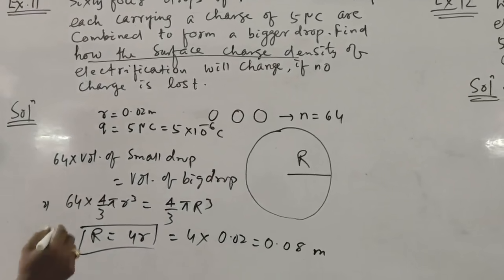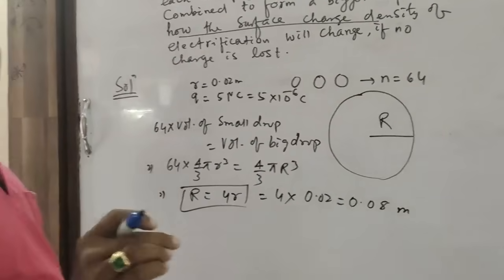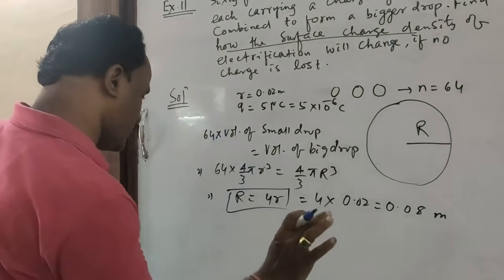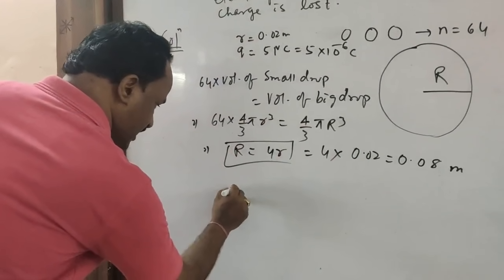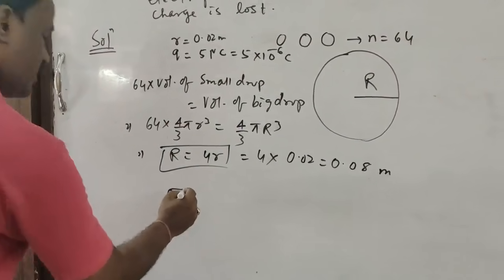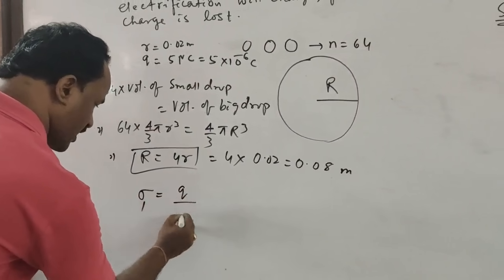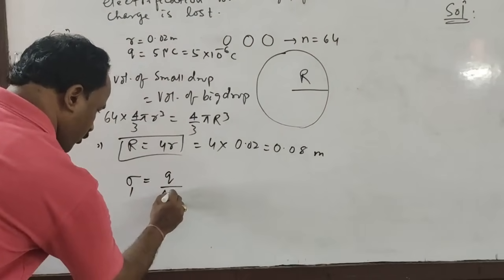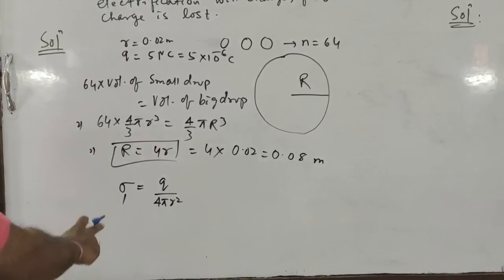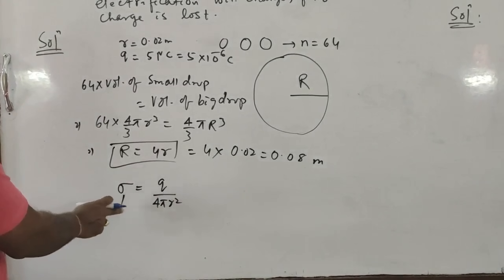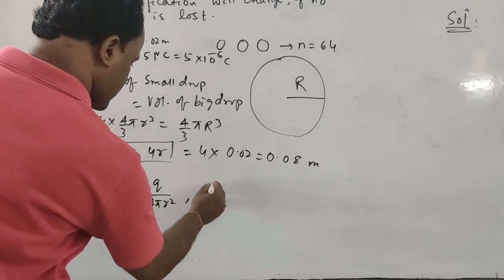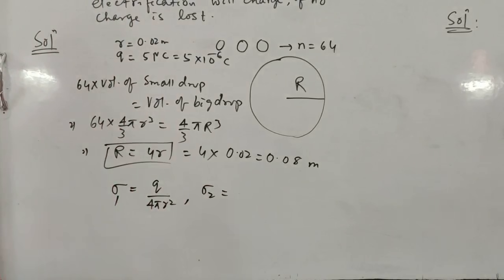Already you know that surface charge density is charge distributed per unit area. Let's symbolize surface charge density as sigma. For the smaller drop, let's say it is sigma 1. It is charge distributed per unit area. Area means what? 4 pi r square, because the area of a sphere is 4 pi r square. So sigma 1 is the surface charge density of the smaller drop. Similarly, let sigma 2 be the surface charge density of the bigger one.